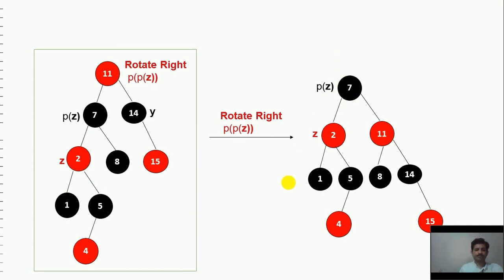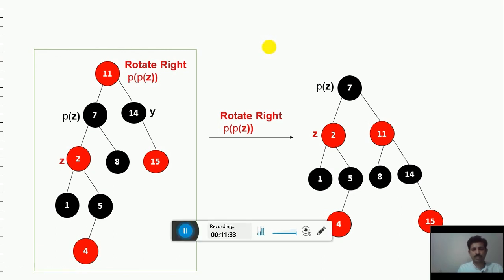Okay, so please watch the RB properties, cases of RB properties, and one numerical example. This is the example I have taken so that you understand the cases.